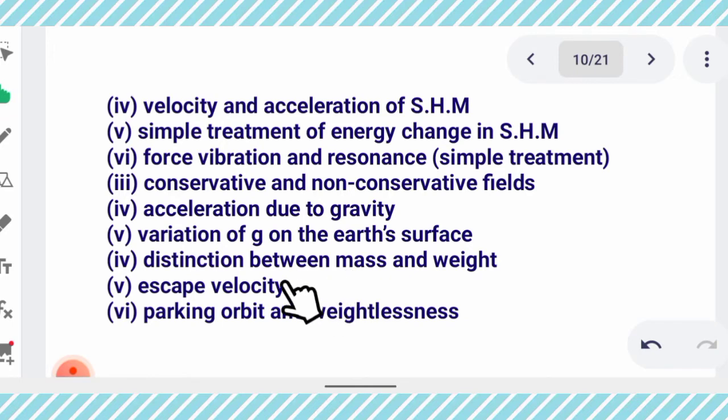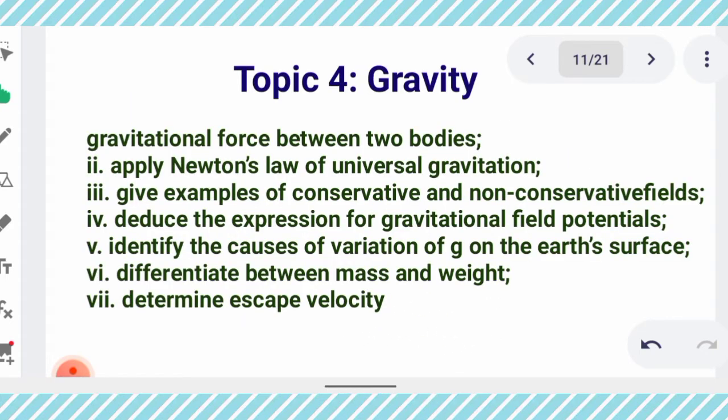Then we talk of escape velocity. Escape velocity is under the gravitational field that you mostly see. Escape velocity is the velocity that a moving object in a circular path will need to escape from that path. We call it escape velocity. And parking orbit and weightlessness, you just have to study these ones. They are very simple. Then when we move further, our fourth topic here is gravity.